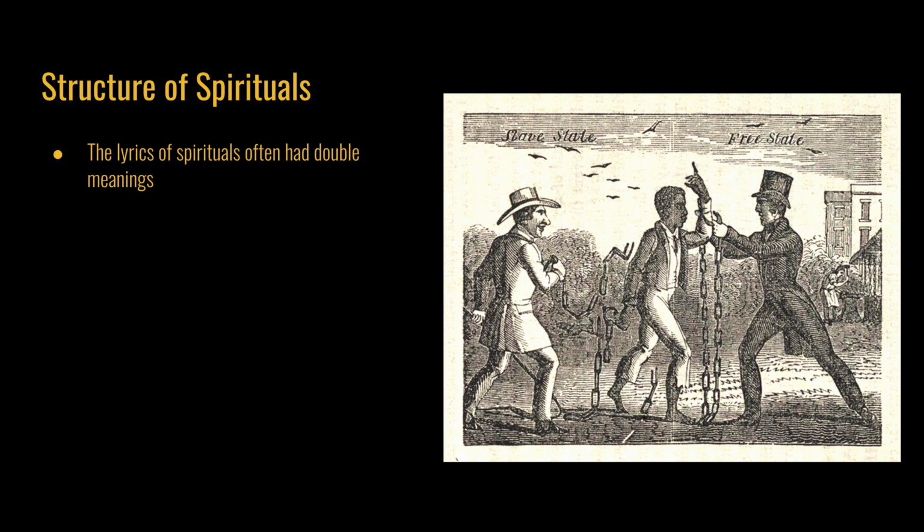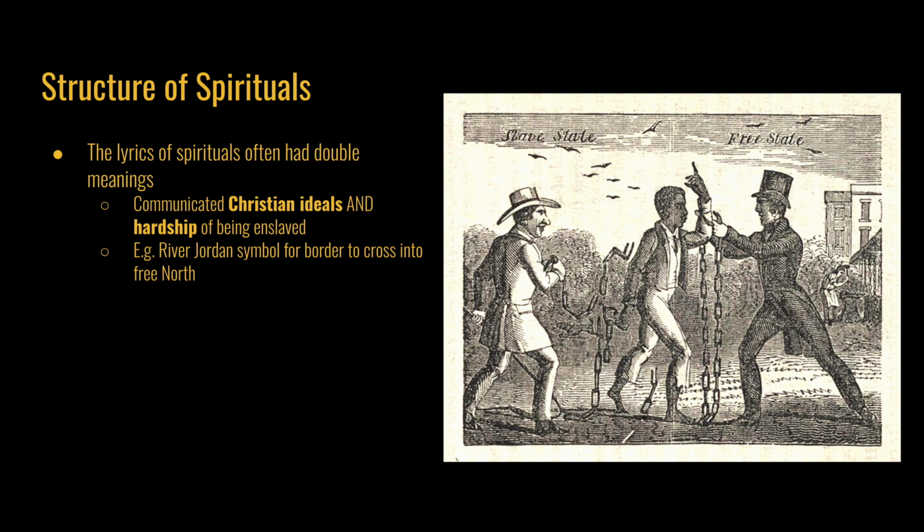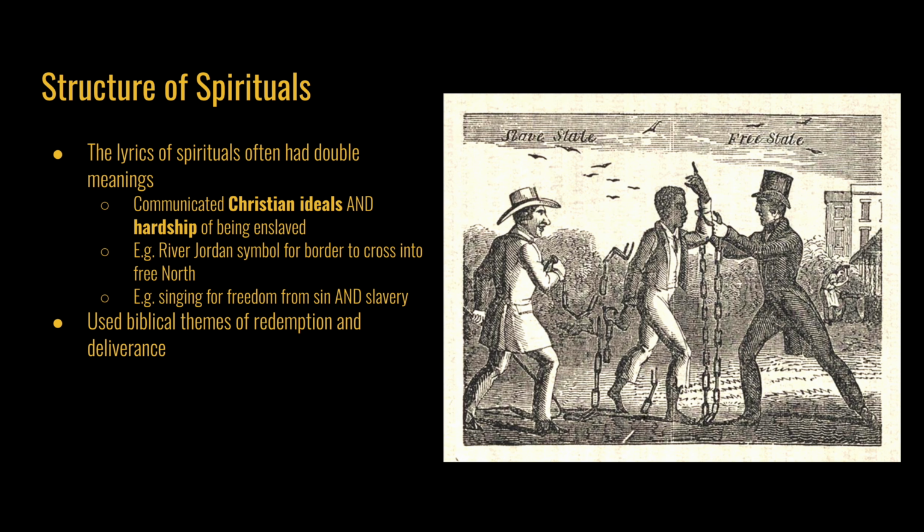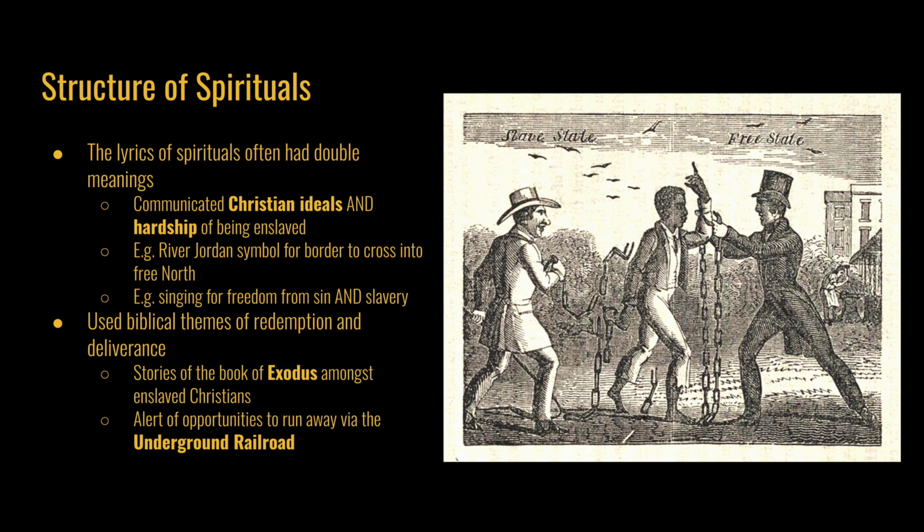Often, the lyrics of spirituals had double meanings, communicating both Christian ideals and the hardships of being enslaved. For example, the common theme of crossing the River Jordan symbolized crossing into free territory in the north. It also symbolized freedom from sin and slavery. Spirituals use biblical themes of redemption and deliverance with popular stories from the book of Exodus about Moses freeing people from the Egyptians. They could also alert people to opportunities to run away via the Underground Railroad. Wade in the Water is a well-known spiritual that advised escaping slaves to travel along waterways to avoid capture.